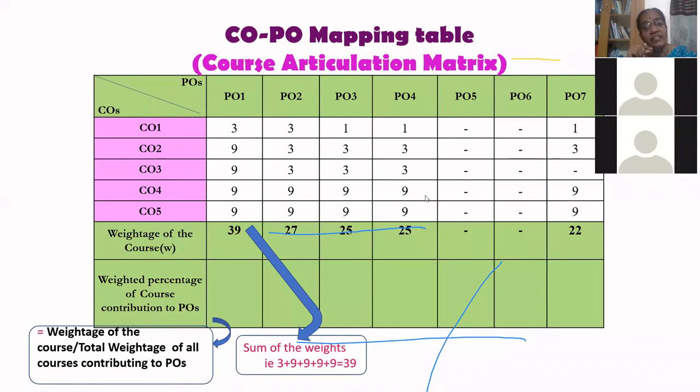There you'll calculate this weightage of the course. But you have to first leave this row empty, the weighted percentage of course contribution to POs. This is designed only for this particular course.